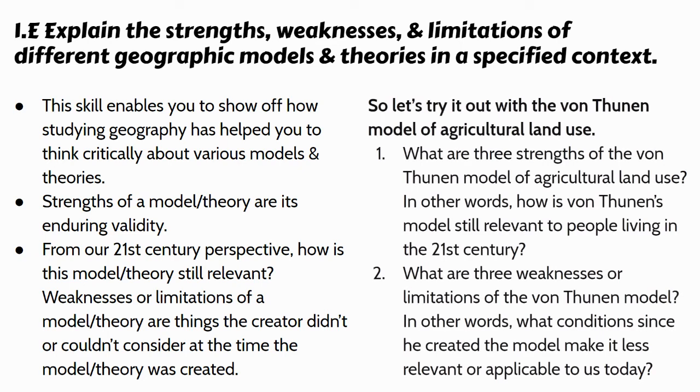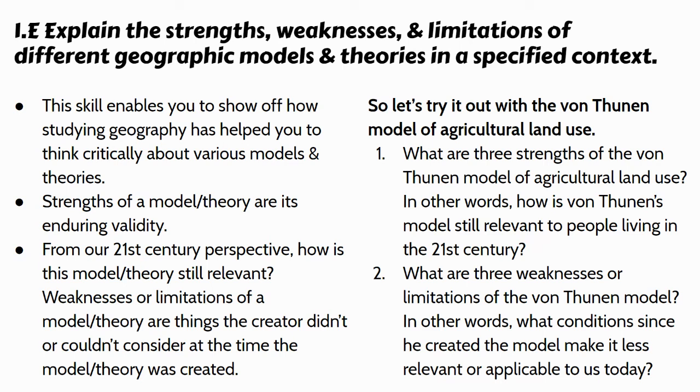So von Thunen was the one that I was actually thinking about, so we'll just roll with that one. So what are 3 strengths? Or it wouldn't actually be written like that in the FRQ. It might be like, explain a strength of the von Thunen model of agricultural land use. In other words, how is von Thunen's model still relevant to people living in the 21st century?